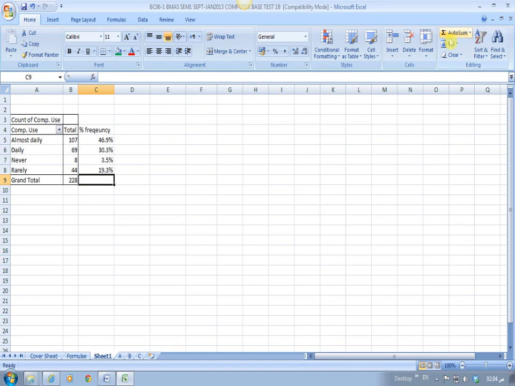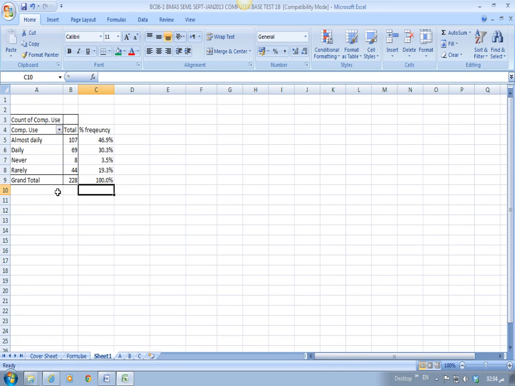So, the total of percent is always equal to 100 in such questions. So this is it. And then after that you comment, and the comment here depends on what the student can see. Most of the students can say almost 47.9% of people use the computer daily, and 30% almost daily, and 30.3% use it daily, and so on like that.